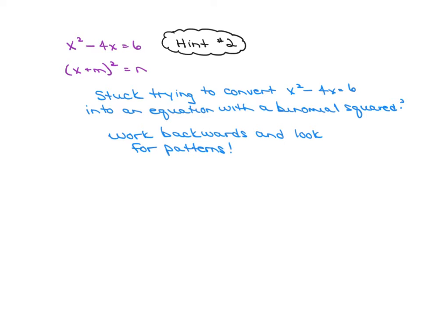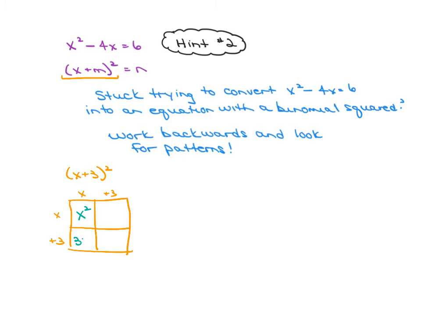What if I had something like x plus 3 squared? Because that's what I want. I want some type of binomial squared. What do I notice about it? I feel like an area model gives us just such a great visual for this. x plus 3, x plus 3, and we'll get the x squared.